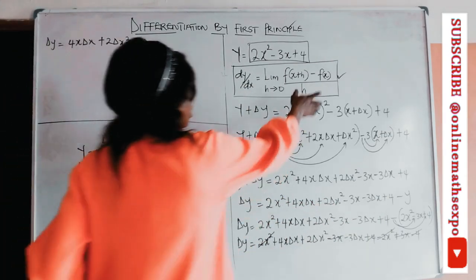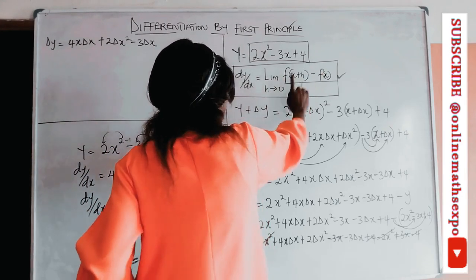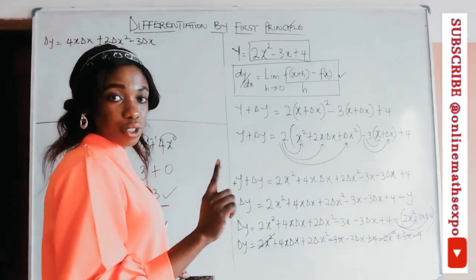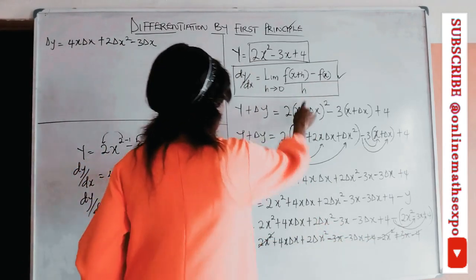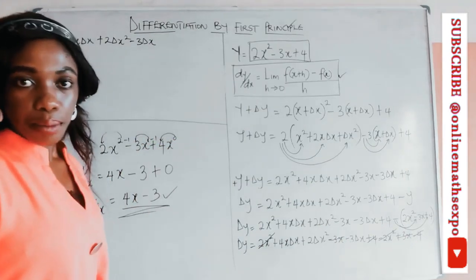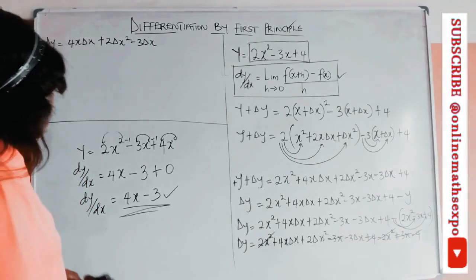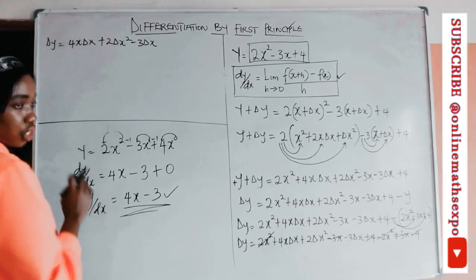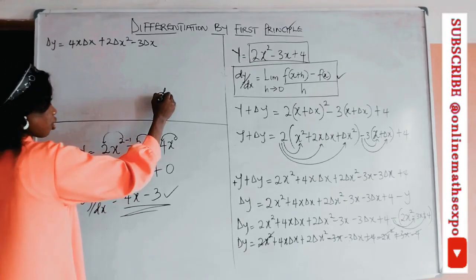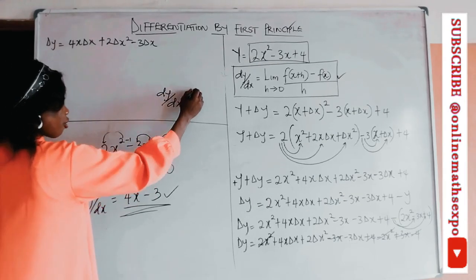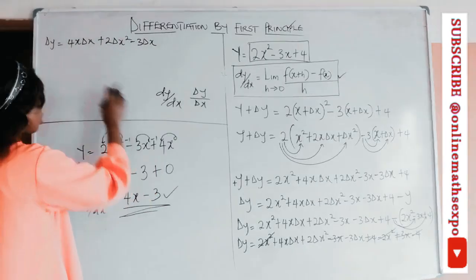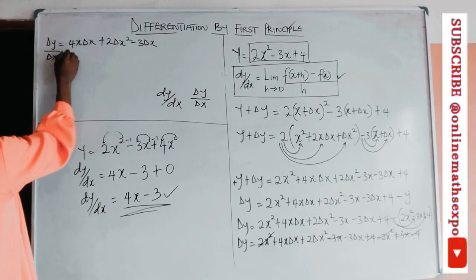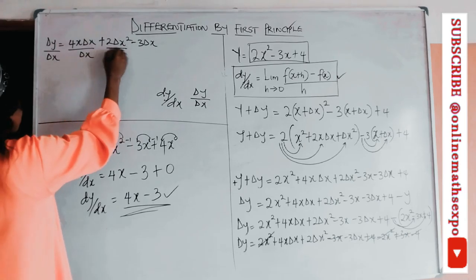So at this point, what do you do? Remember, when you are done with the upper one, the first is to introduce the constant, which you have done. Subtract the function, which we just did. Then the next is to divide by the change. So we are going to divide this by change in x. Remember, we are looking for dy dx. So for us to have change in y, we need to divide by change in x. So divide each one by change in x.